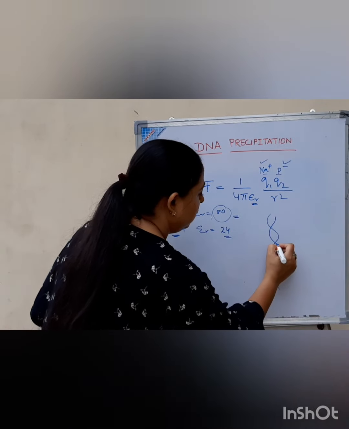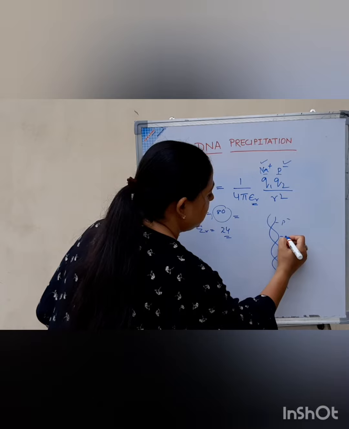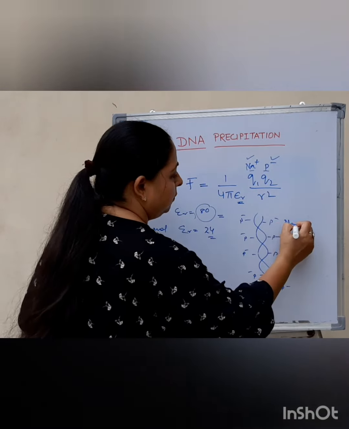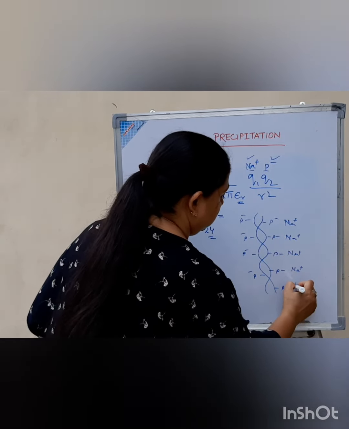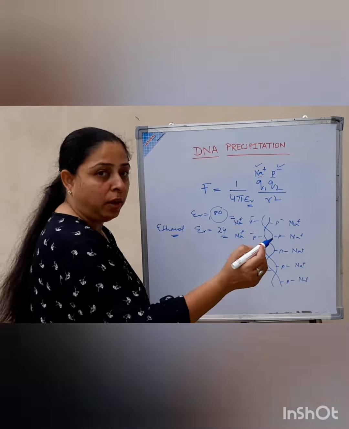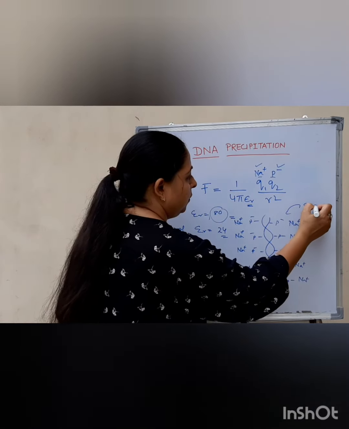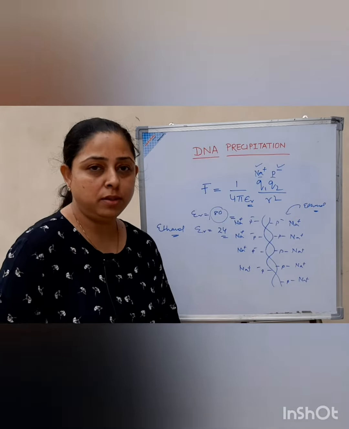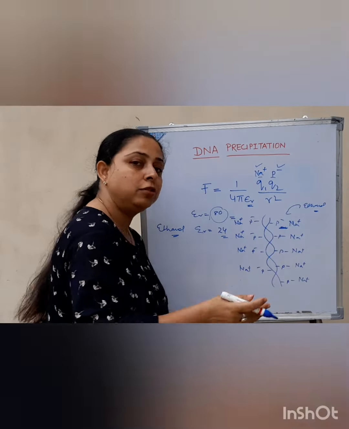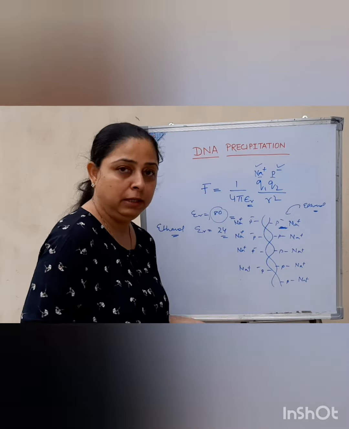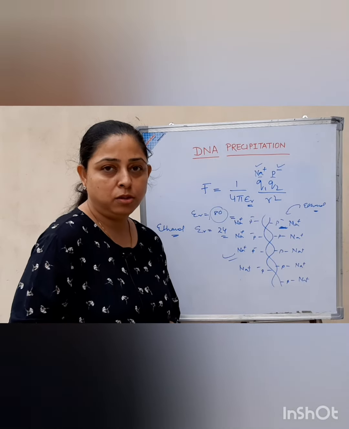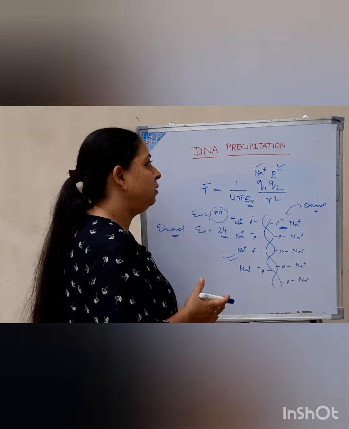So this is our DNA molecule. There are phosphate groups, and the moment you add ethanol into it, since ethanol has a low dielectric constant, the bond between the phosphate and the sodium ion becomes stronger, and that leads to complete disruption of the hydration shell, and the DNA molecule pops out of the aqueous solution and gets precipitated out. So this is the basic science behind DNA precipitation.